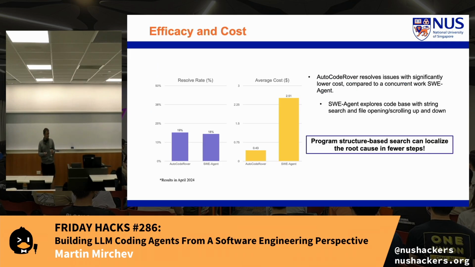Now, experimental results were quite fascinating. First of all, there was a big difference in the cost because we had a more precise search. Really, the context that we were gathering was more precise. It was really cheap, and we had pretty much, if not a bit better, results than SWE-agent.